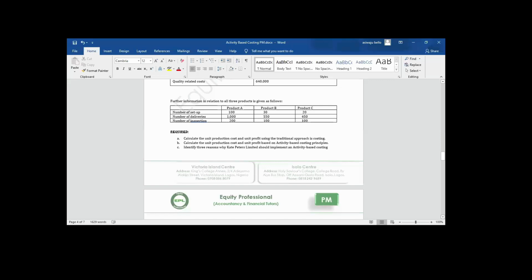Number of setup for Product A is 100, 30 for Product B, and 20 for Product C. Number of deliveries is 1,000 for Product A, 550 for Product B, 450 for Product C. Number of inspection, we have 200 for Product A, 100 for Product B, and 100 for Product C. We are required to calculate the unit production cost and unit profit using the traditional approach in costing.